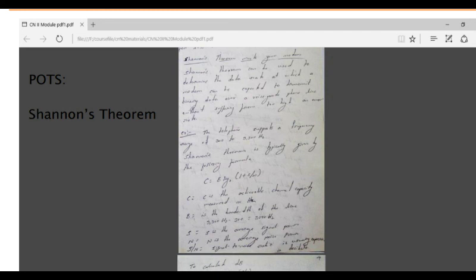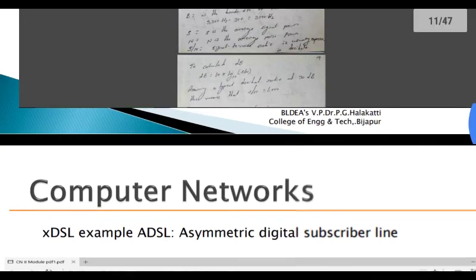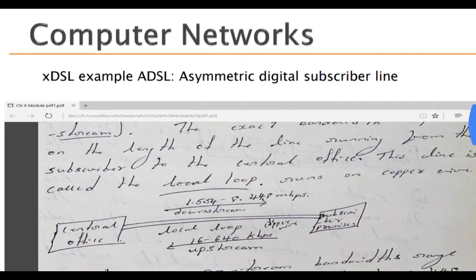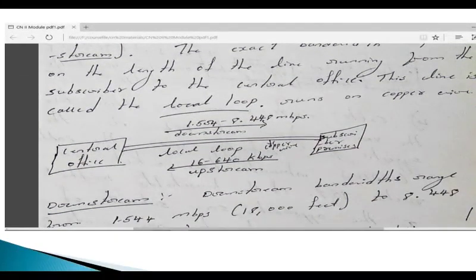So this is the formula of Shannon's theorem, which is used to calculate the data rate at which a modem can be expected to transmit. Okay, we'll stop it here. Next we are going to see about ISDN services.